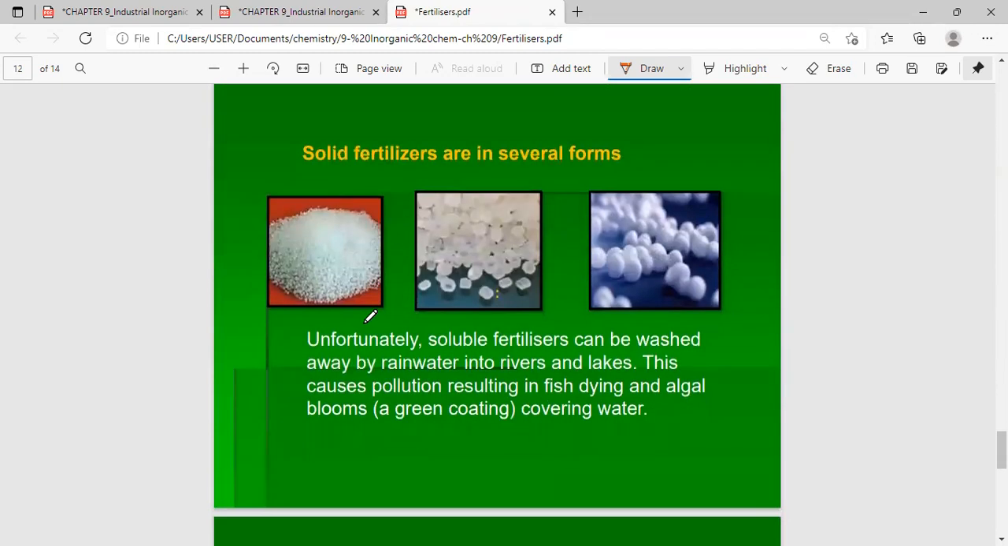Now these are some pictures of how fertilizers look. Some of them are in powder form, some of them are in pellet form. So this is how they look.